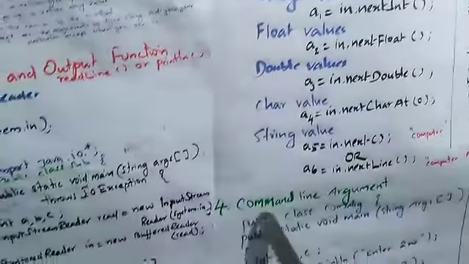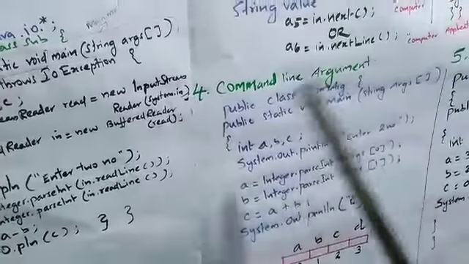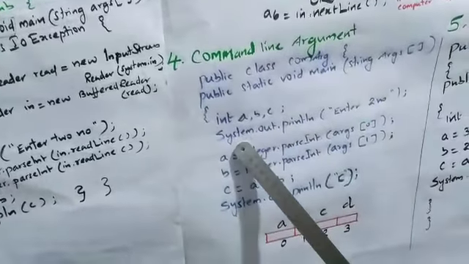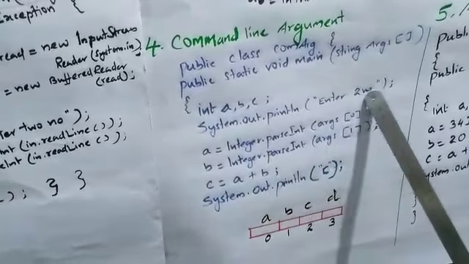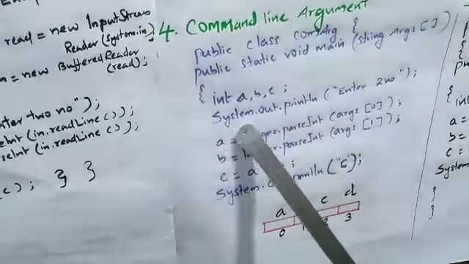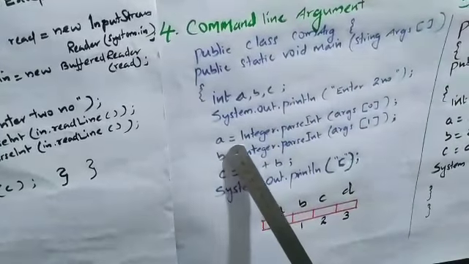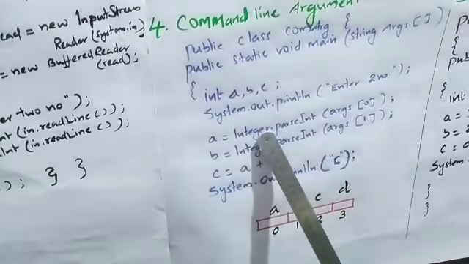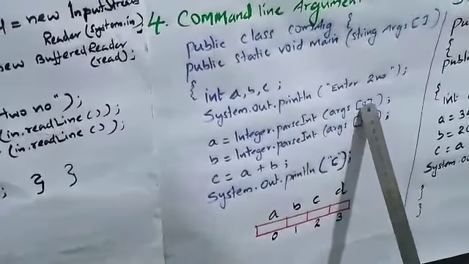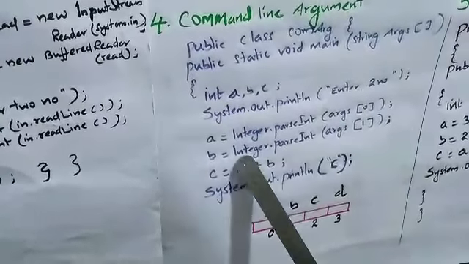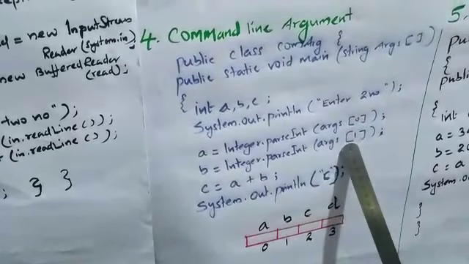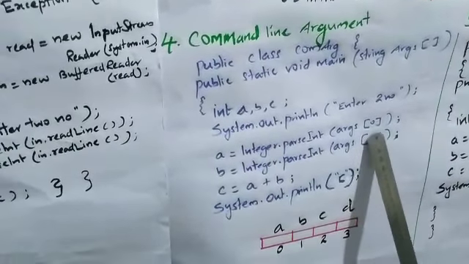Now fourth one, what was that? Command line arguments. In command line arguments you use all the same things, but int A, B, C also you have to use. Then you also have to print System.out.println, enter two numbers. But here the change is there. We are using System.out.println, but Scanner we will not use here. What we use here? A is equal to Integer.parseInt(args[0]). In the same way, B also Integer.parseInt(args[1]). Take the square bracket and in that write 1.